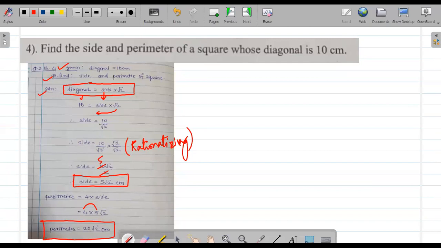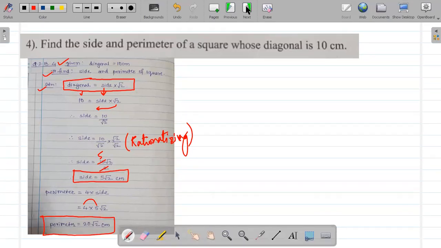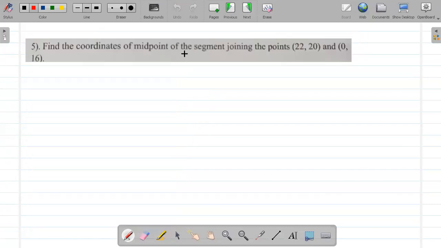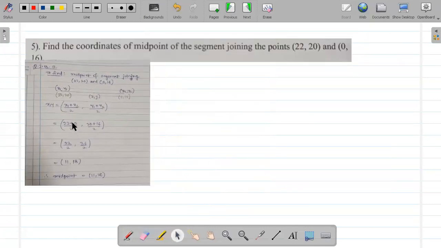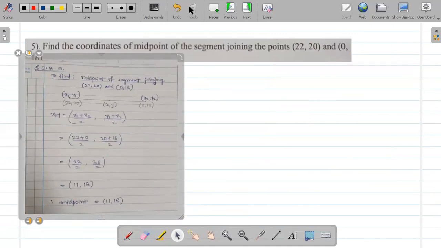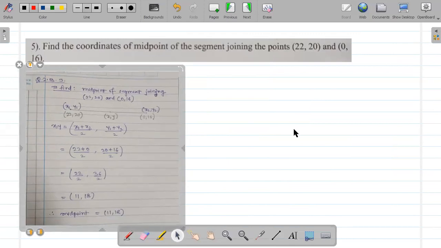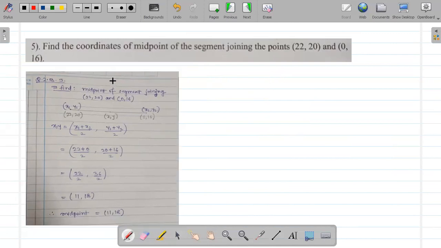Next, we look at question 2b5. This is a question which was repeated. Yeah. So we are asked to find the coordinates of a midpoint. This is a question which was there in practice paper 1 as well.